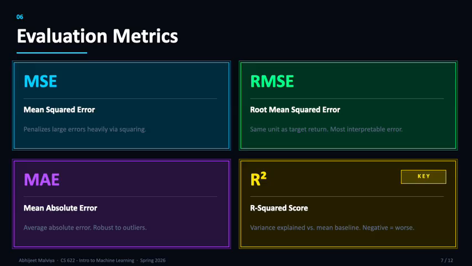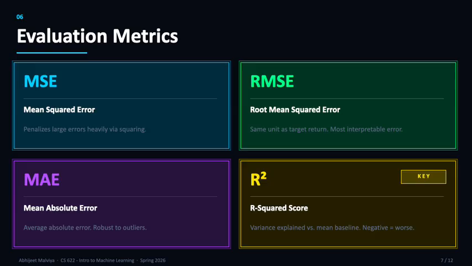So for my evaluation metrics, I evaluated all models using 4 metrics. MSE, which is the mean squared error, penalizes large errors heavily because of the squaring. RMSE, which is the root mean squared error, brings it back to the same unit as the target return, making it the most interpretable. MAE, which is the mean absolute error, is the average absolute error and more robust to outliers. And finally, R squared.